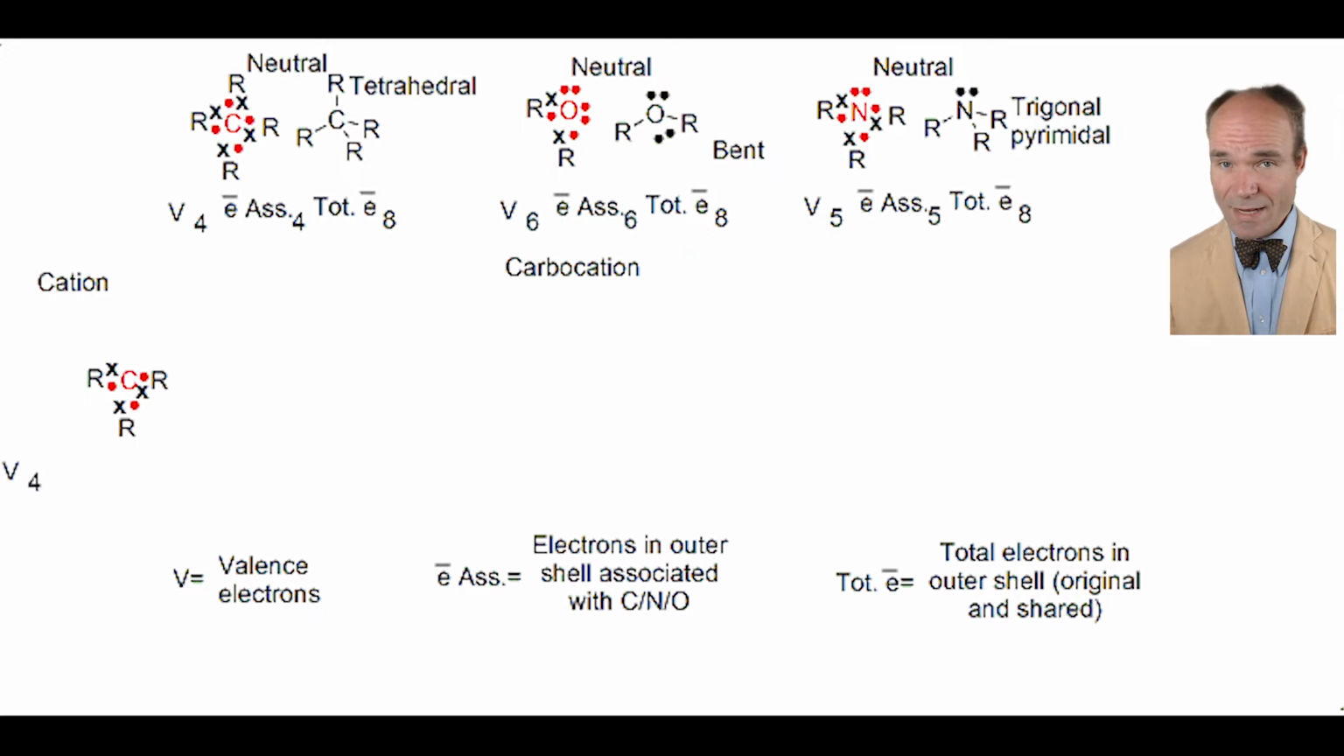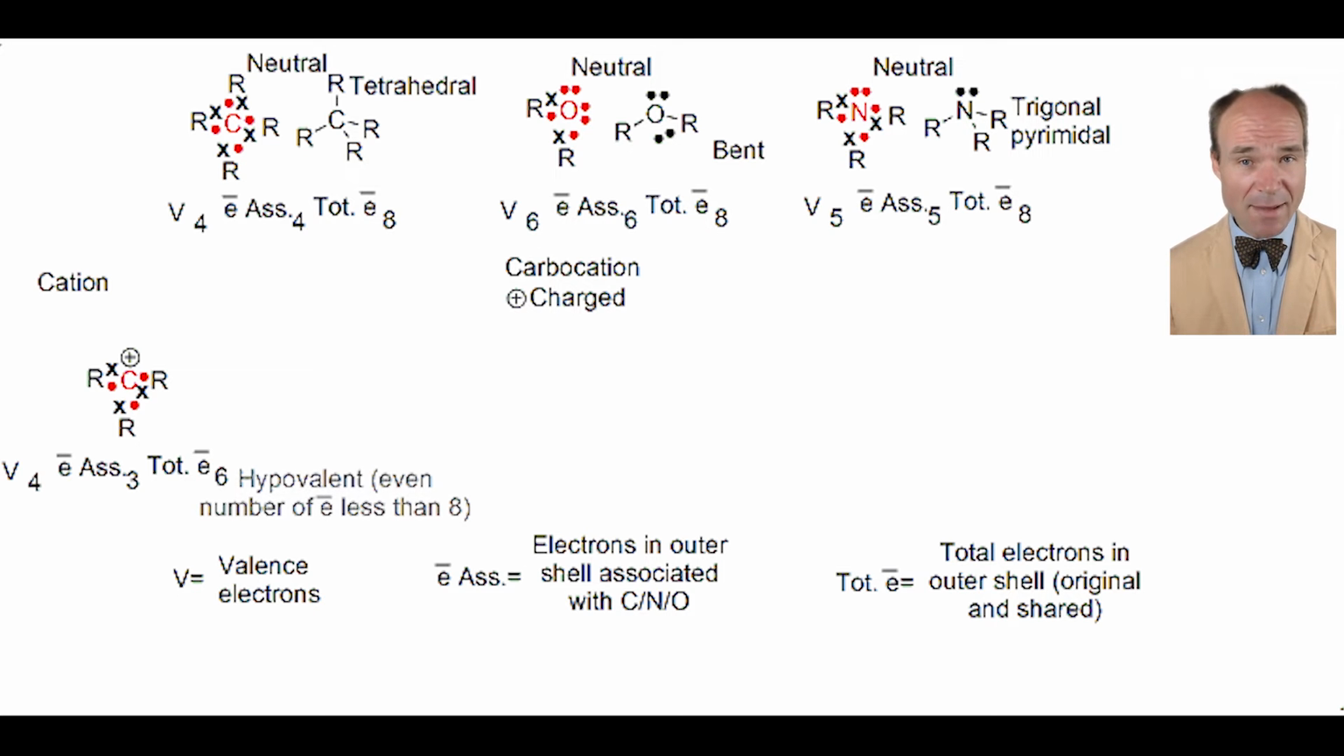Carbon has 4 valence electrons. There are 3 electrons associated with this carbon, as 6 divided by 2 equals 3 electrons from covalent bonds, and no lone pair electrons. What's the charge? 4 minus 3 gives us a charge of plus 1. The total number of electrons in the outer shell, including electrons associated with carbon and electrons shared with R through covalent bonds, is 6 electrons. It is hypovalent. That's to say, an even number of electrons less than 8 in the outer shell.